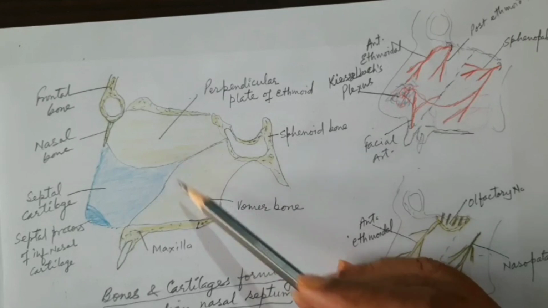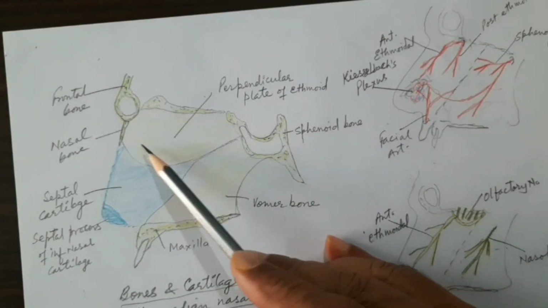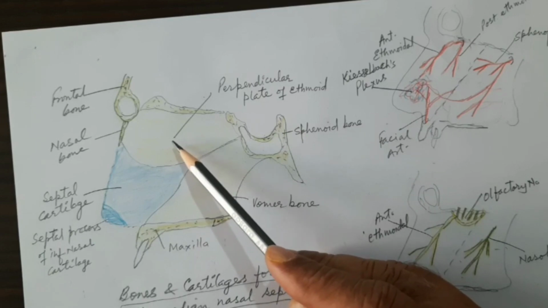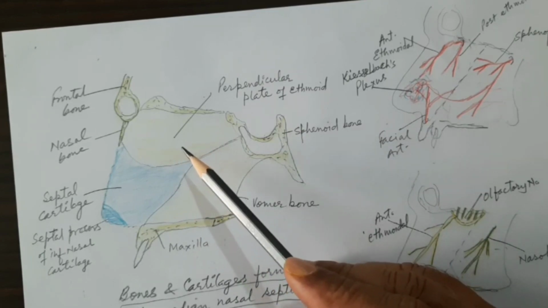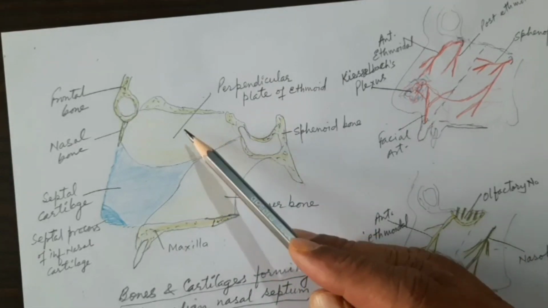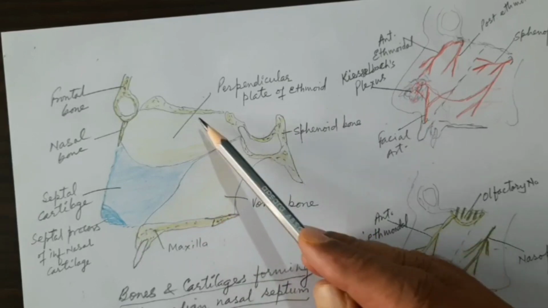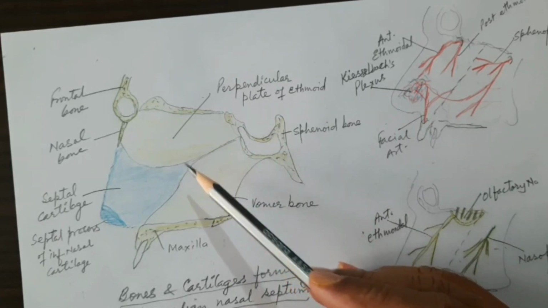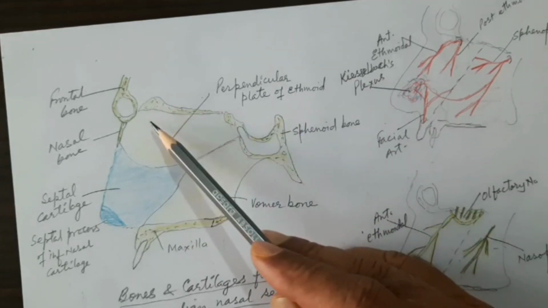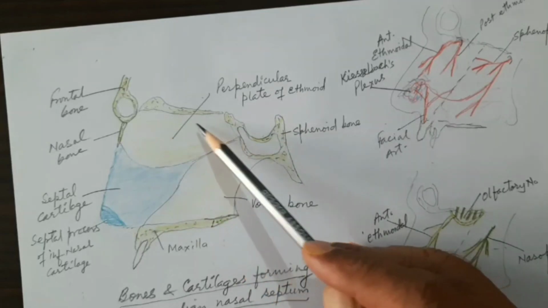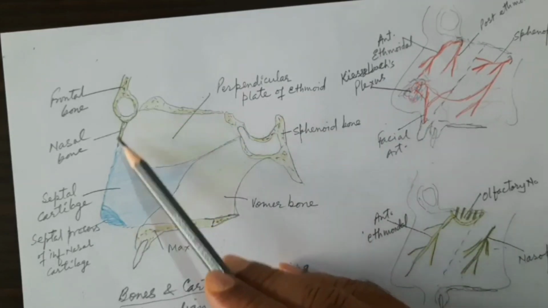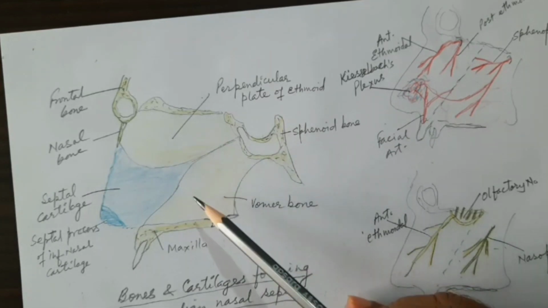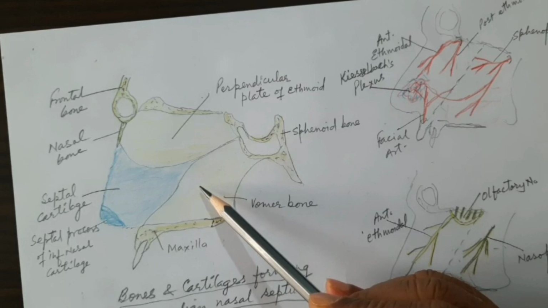As we know, the septum is partly bony and partly cartilaginous. On the upper part, it is formed by the perpendicular plate of the ethmoid bone, and postero-inferiorly by the vomer bone. Above is the ethmoid, whose process is called the perpendicular plate of ethmoid, and below is the vomer. These are the two bony structures which form the median nasal septum.